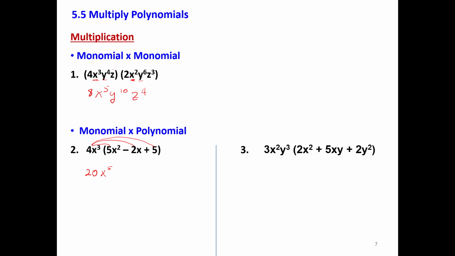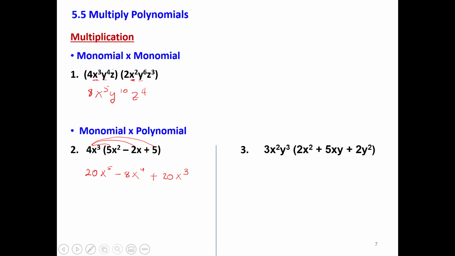Positive times negative is negative. 4 times 2 is 8. x, 3 plus 1, 4. Positive times positive is positive. 4 times 5 is 20. 20x to the 3rd. Then this is the answer if we multiply this monomial times a polynomial.